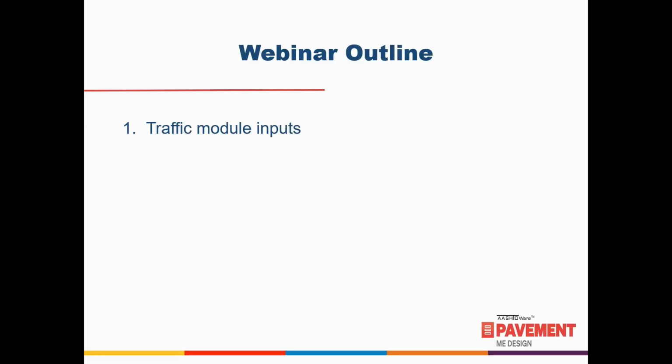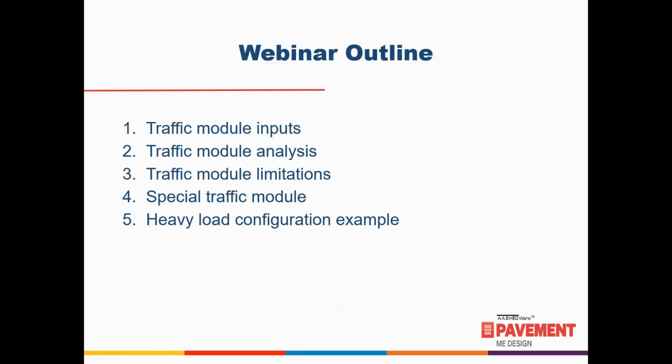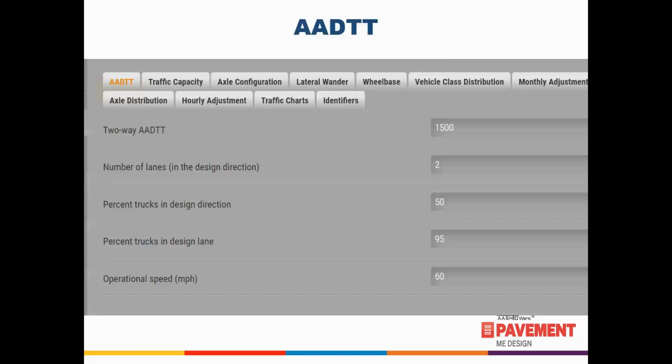So the outline is going to be, we'll get into the inputs, talk about what's actually being done with them in the analysis, talk about the limitations, what you can't do or can't do as well with the traffic module. And then we'll also talk about the special traffic module, which is available in the software. And then give a heavy load configuration example, and then an unusual axle configuration example.